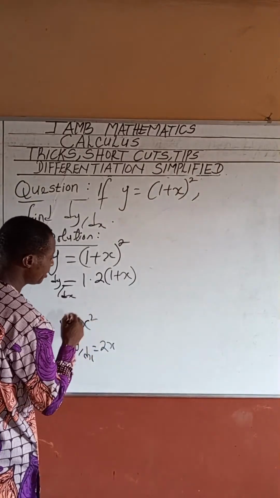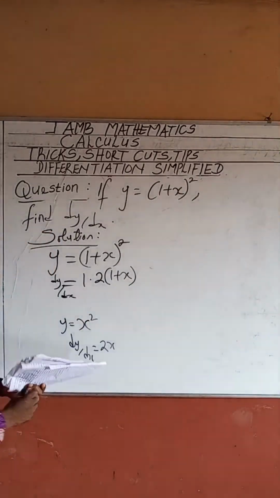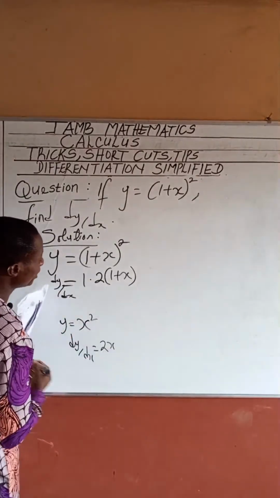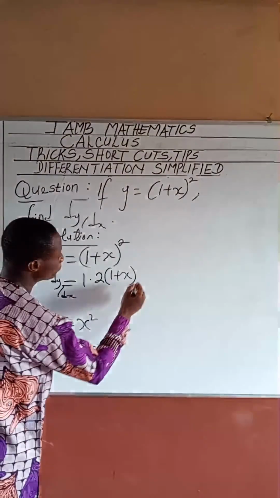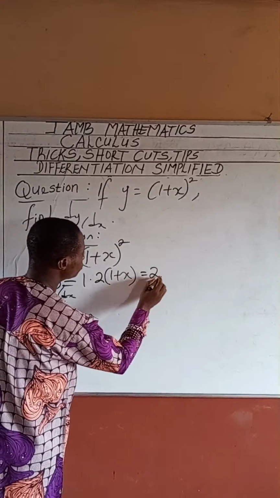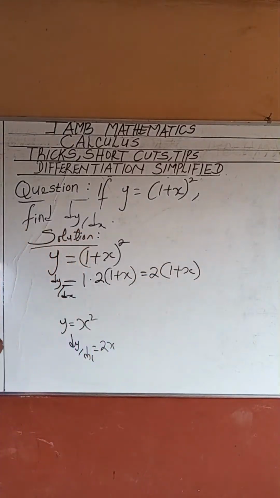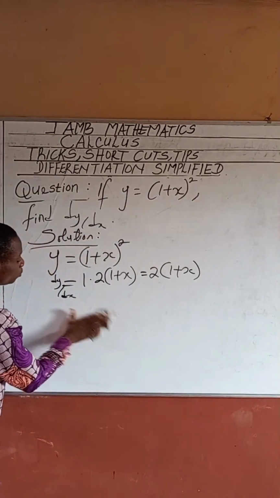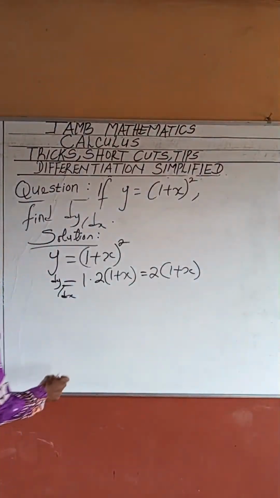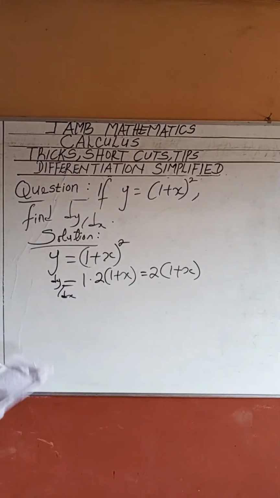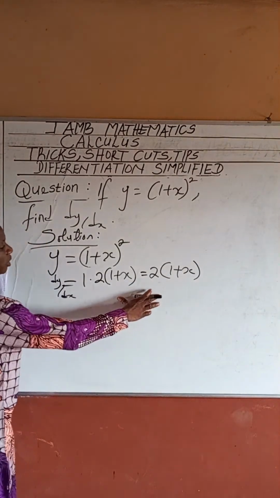Go ahead and expand it and see what we get. Don't forget, this is 2 open brackets 1 plus x. So this is the simplest way. Some persons will use chain rule, the substitution method, but it's not necessary.